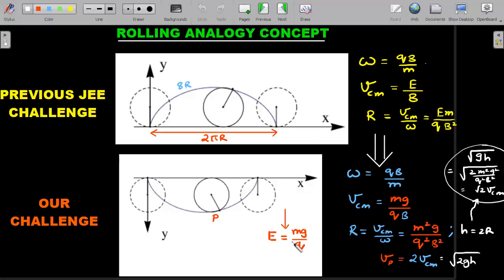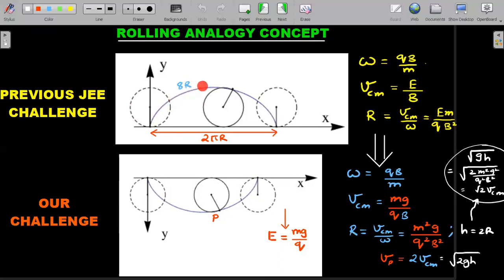In the rotational analog, that is a rolling analogy concept, the previous JEE challenge can be picturized in the upper part, as you could see, and I have converted it into our challenge diagram, which is in the reverse because of the gravity that is there. So the actual problem that you saw on the previous page would be a curve going like this, which is nothing but the trajectory of a point at the bottom of a rolling disc in the rightward direction.